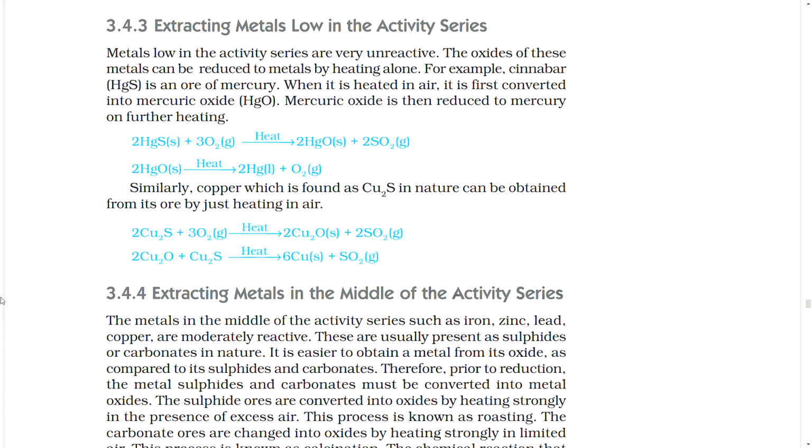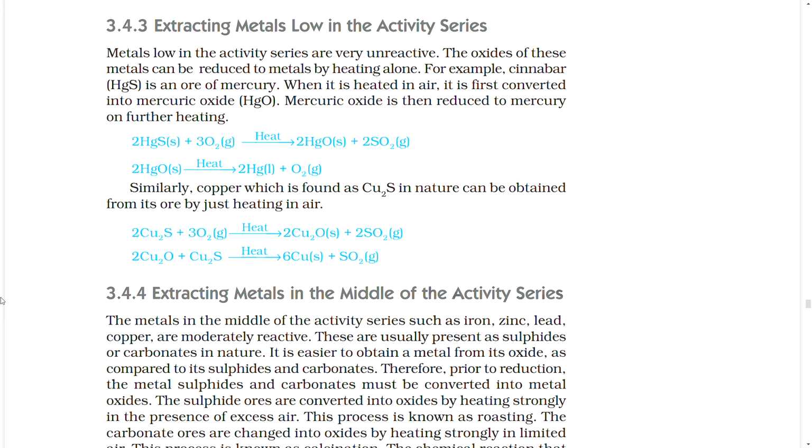Extracting metals low in the activity series. Metals low in the activity series are very unreactive. The oxides of these metals can be reduced to metals by heating alone. For example, cinnabar (HgS) is an ore of mercury. When it is heated in air, it is first converted into mercuric oxide (HgO). Mercuric oxide is then reduced to mercury on further heating.